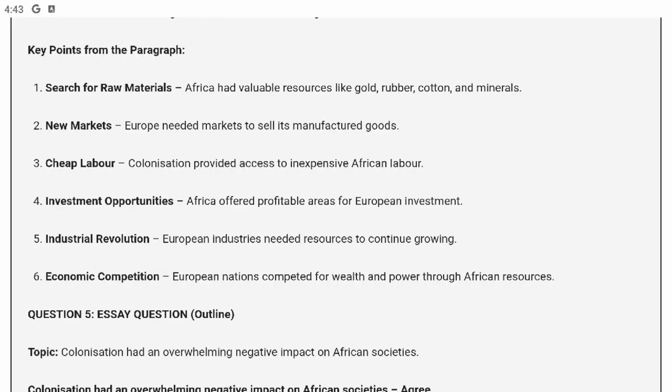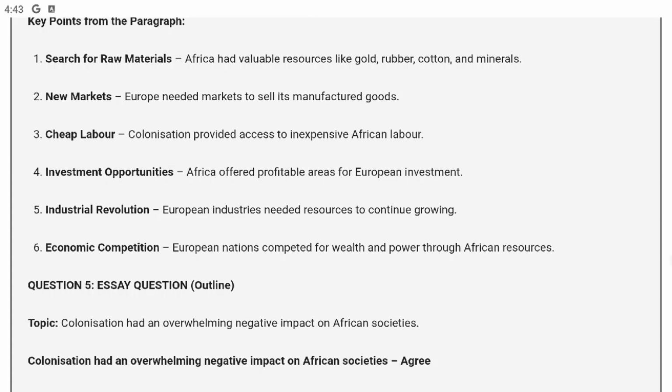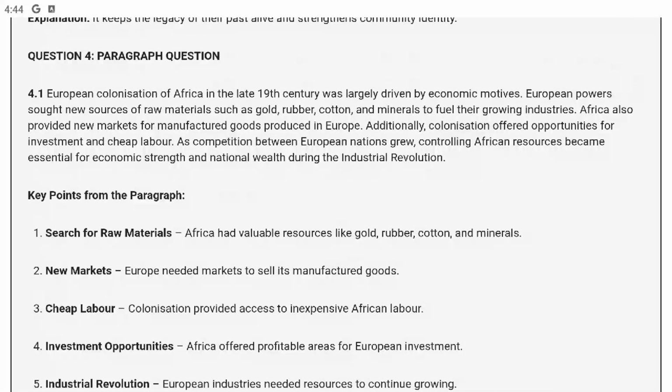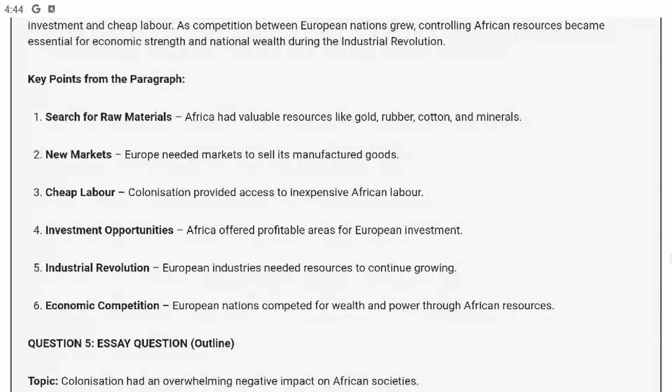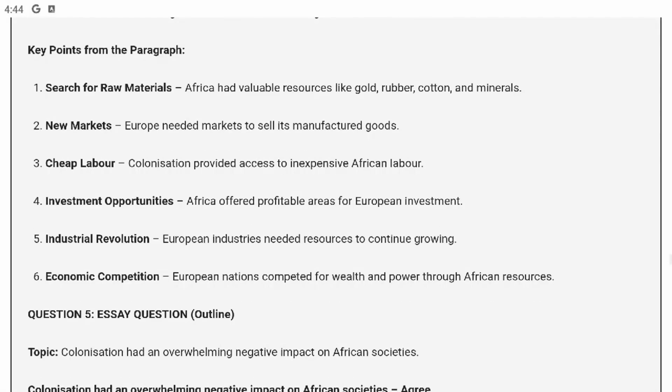So the key points which you are supposed to include in your paragraph, right, is anything related to the search for raw materials, right? Africa had valuable resources like gold, rubber, cotton, and minerals, right? So you're basically supposed to write anything that talks about these raw materials, that the interest of the colonizers was about raw materials, right?